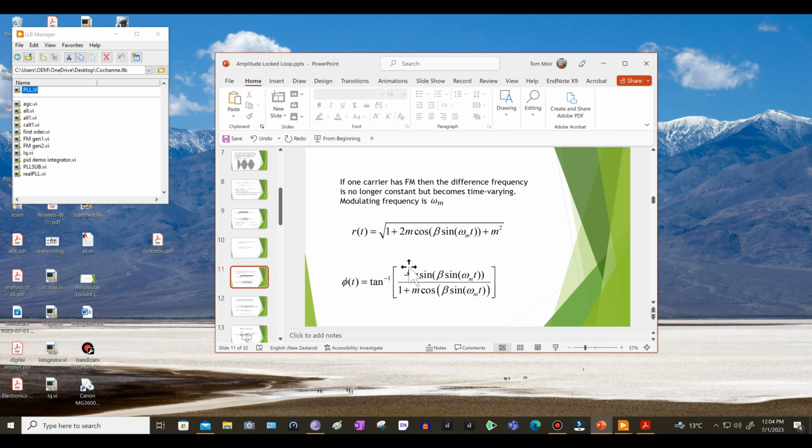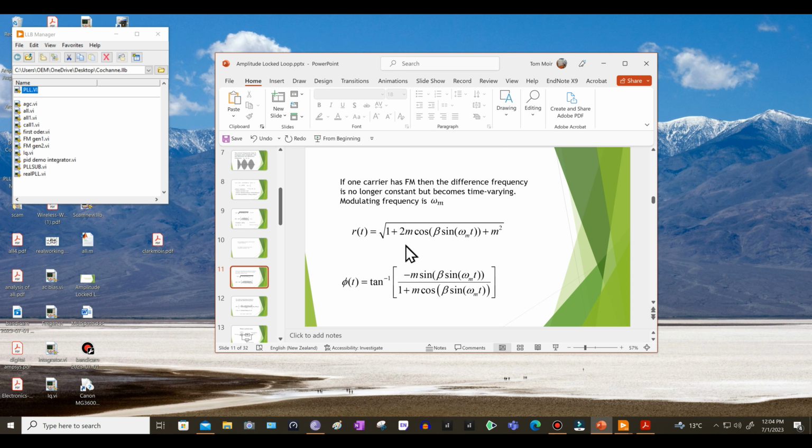If you extend this to where one of them has FM and the other one hasn't got FM, in other words, it's FM plus a single carrier at the same frequency, then you get this, where the difference frequency becomes a function of time, so you get cos of beta sin omega m t, where omega m is the modulation frequency, and there's Bessel functions and things, I believe, if you expand those.